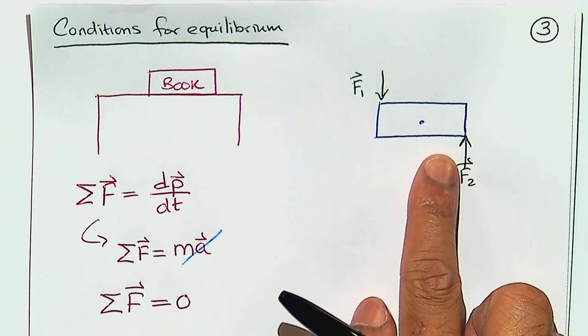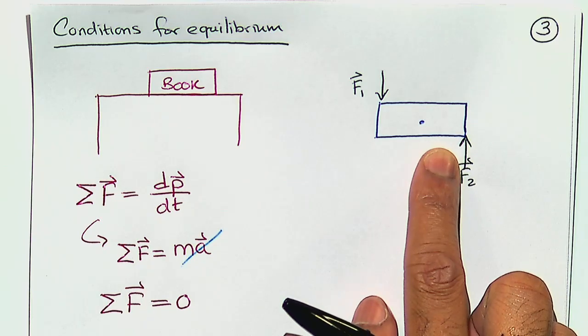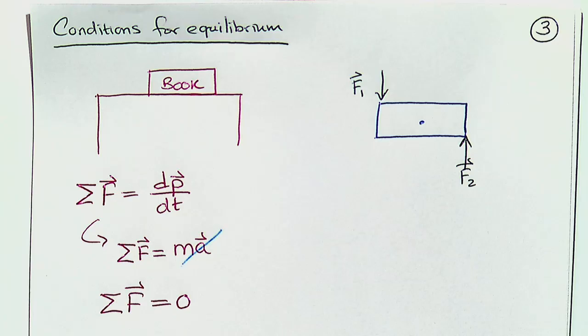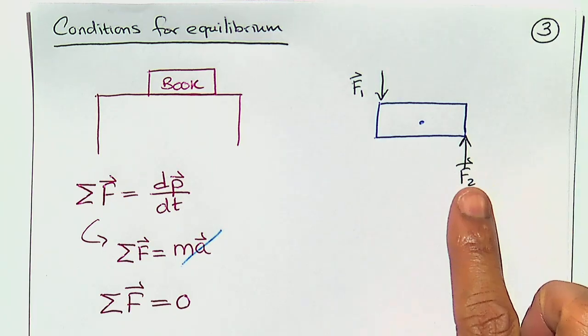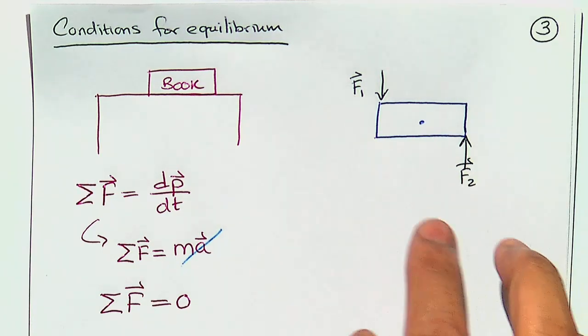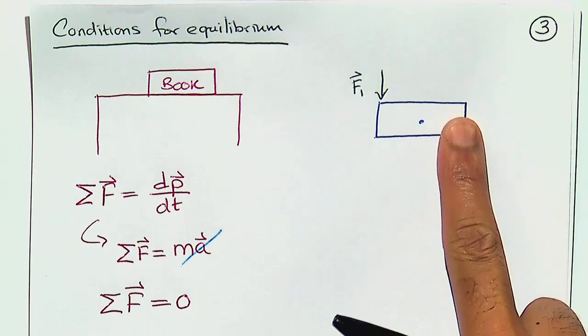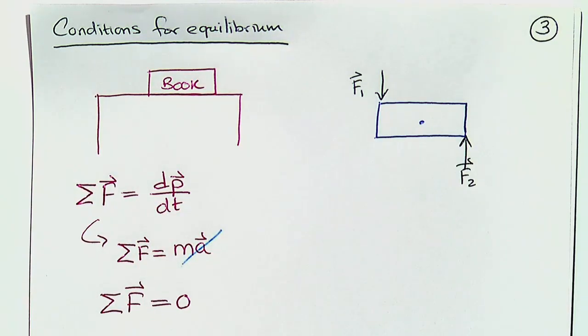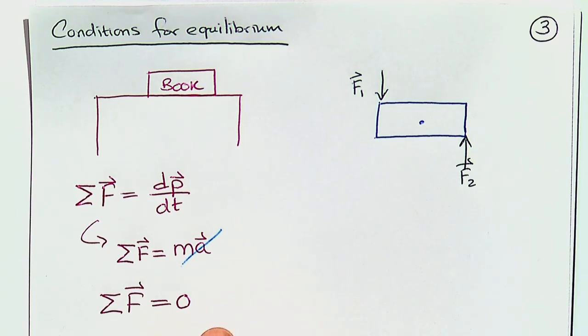But we know that if you did this, it will start rotating, right? If you took a book, take it to deep space, middle of nowhere, and you applied a force F2, F1, they're the same, and you did this, this is pushing upward, this is pushing downward, and you know this will start rotating, right? So this condition is not enough to say something's in equilibrium.